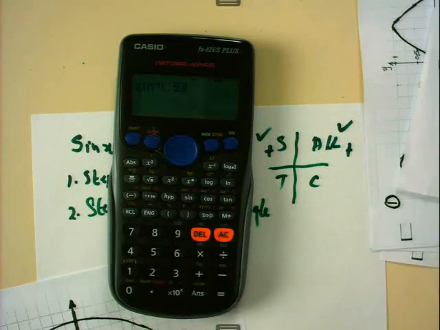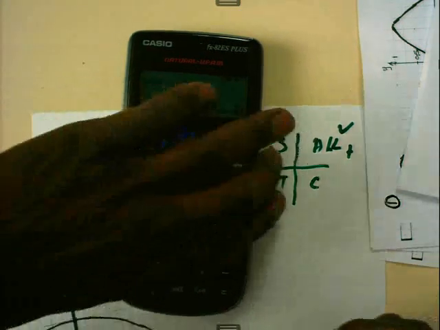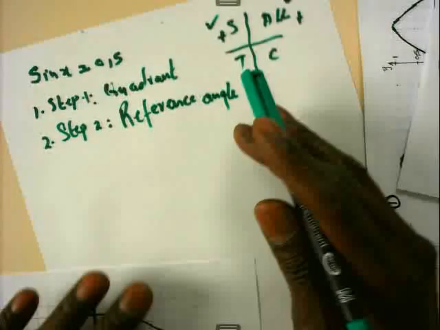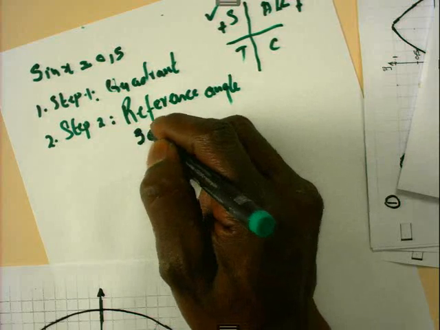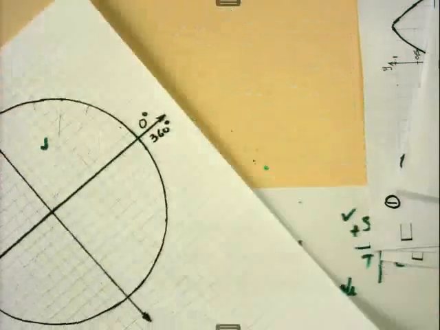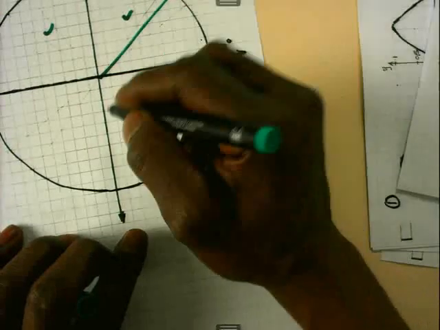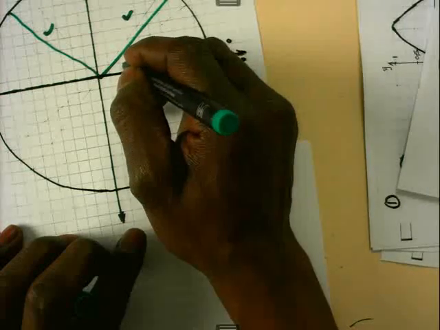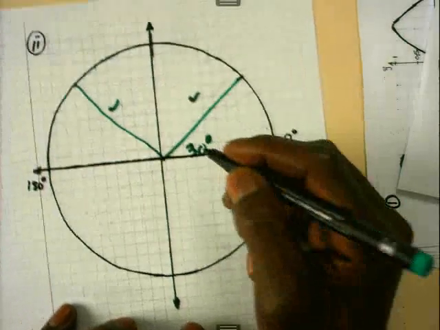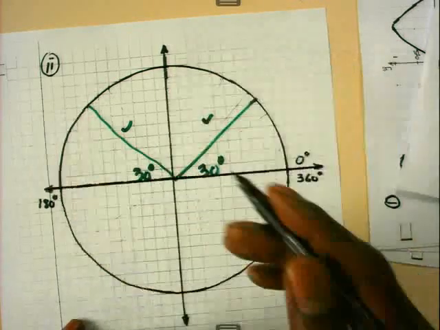I must also be careful to close the bracket. And then we press equals, and we get the value of 0,5. So, we get the value of 30 degrees. Now, this 30 degrees, we said we have identified the quadrant. We are working in the first quadrant and the second quadrant. So we are having 30 degrees in the first quadrant, and we are having 30 degrees in the second quadrant.